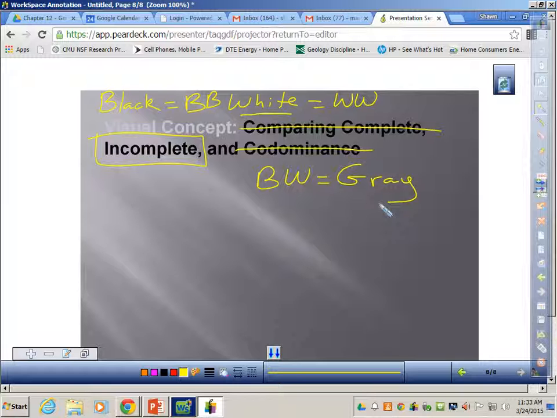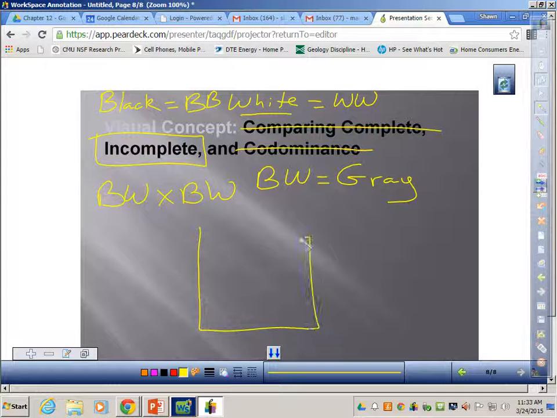Let's cross 2 BWs. That's a lot of chicken wing. Now you're all thinking about lunch, I know.